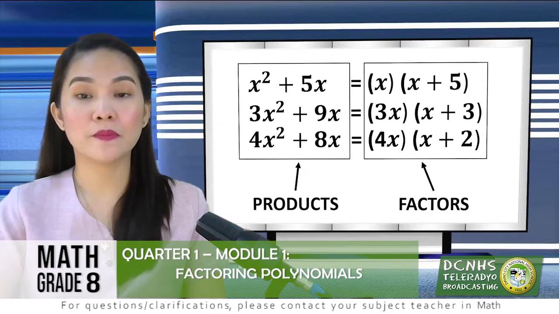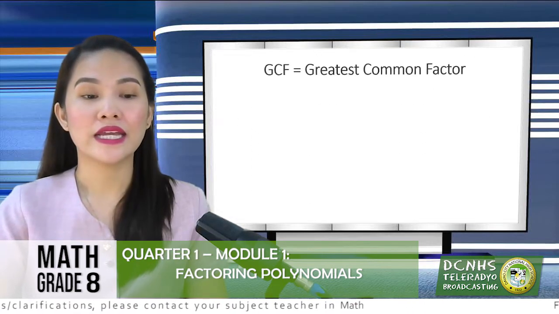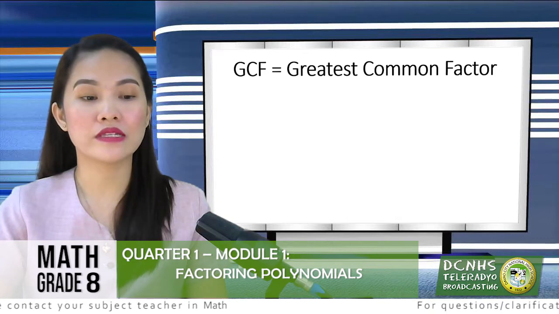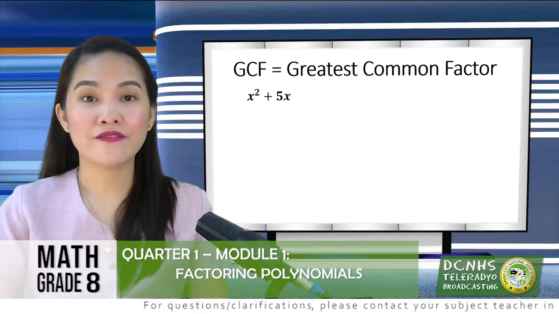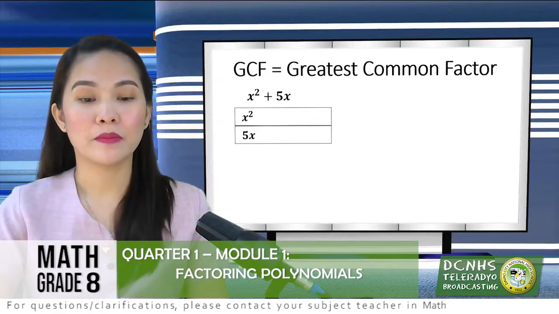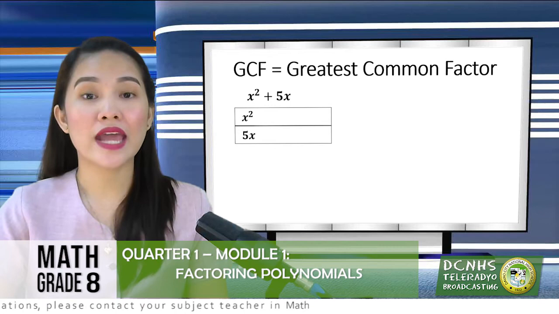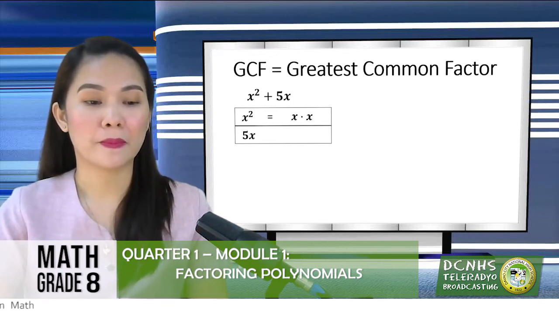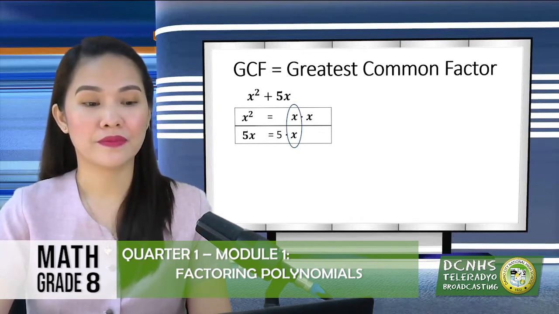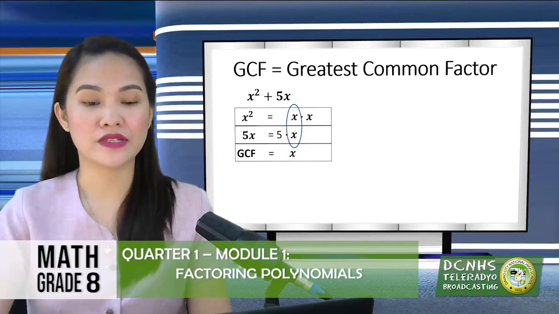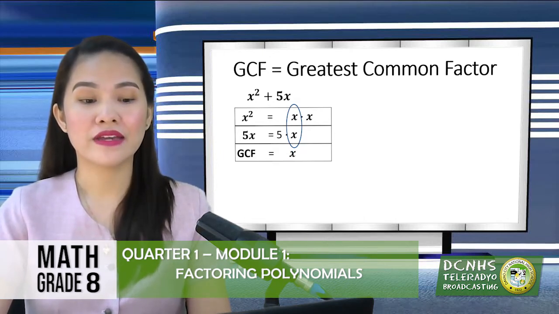For us to factor polynomials with common monomial factor, it is important for us to review the concept about greatest common factor, or GCF. Take for example, x squared plus 5x. Factor x squared and 5x using prime factorization. The prime factors of x squared are x times x, and the prime factors of 5x are 5 times x. Align the common factors. The GCF is x.